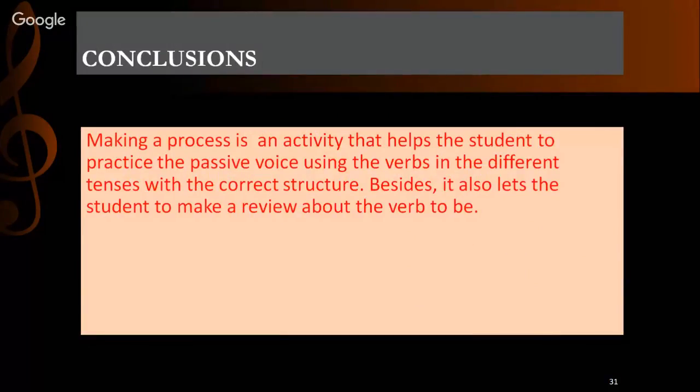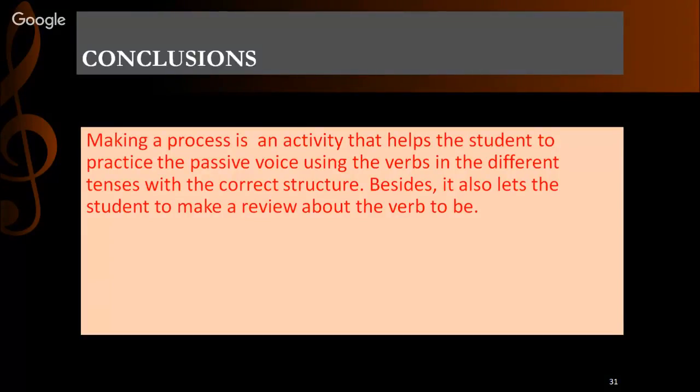Conclusion. Making a process is an activity that helps the student to practice the passive voice using the verbs in different tenses with the correct structure. So idinalli neevu passive voice yenu anta kaltidira, but passive voice ill use madbeku hege use madbeku annadana ee descriptive passage anta neevu kalithira. Besides, it also lets the student make a review about the verb to be.